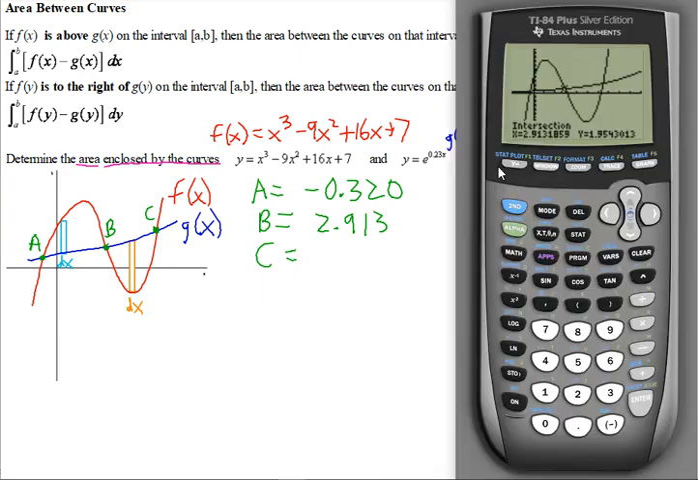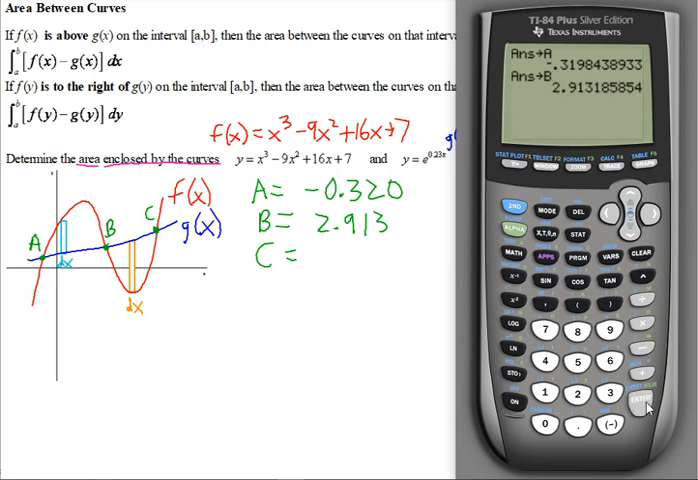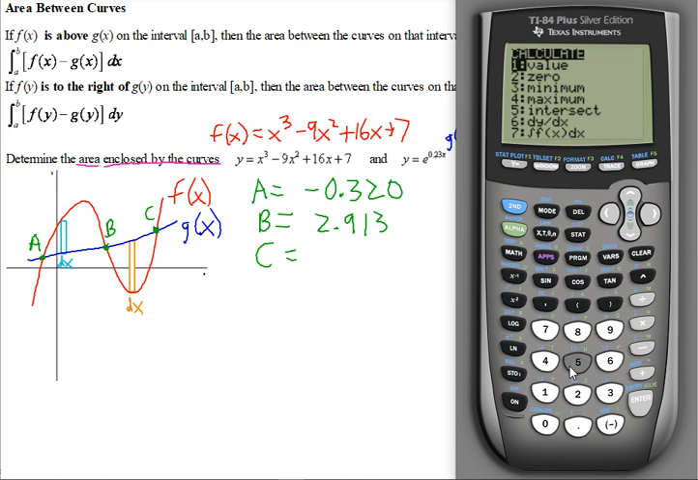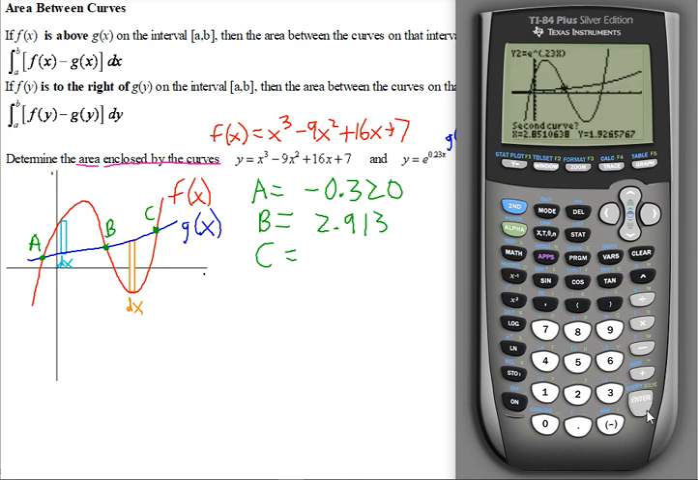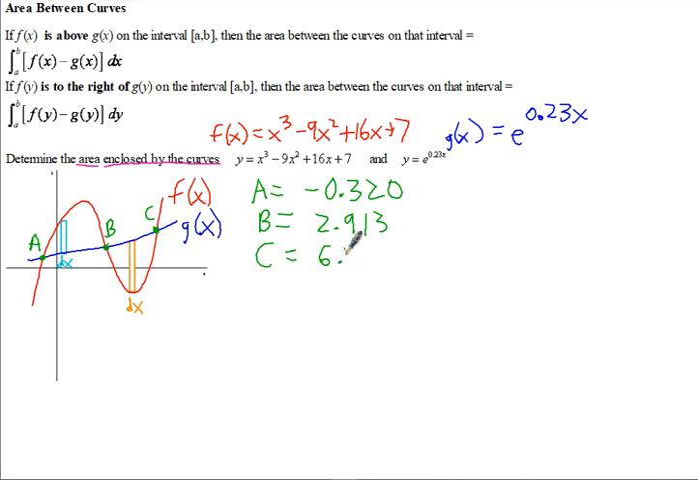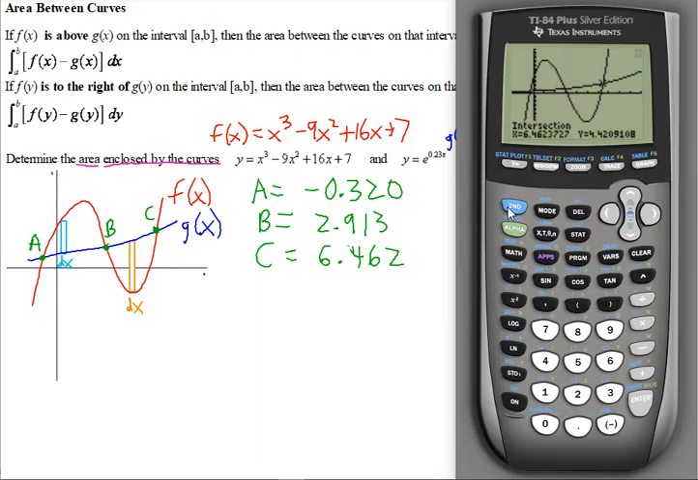And let's store that one, second quit. Store alpha B. And then finally the last one, second calc intersect. First curve, enter, second curve, enter. I'm going to guess this one's at 6. And it's 6.462. Again, write it on paper and store it in your calculator. Store alpha C.